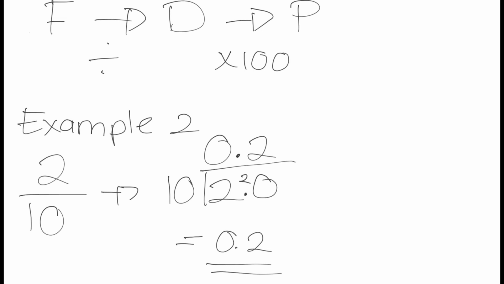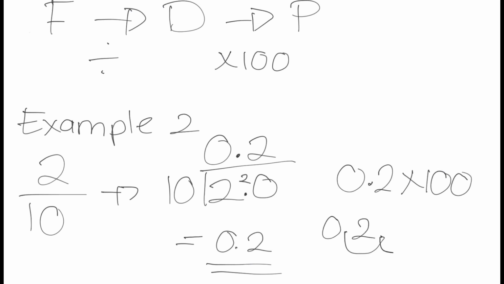And then 0.2 times 100, once again, using our little handy trick, we move the decimal point 2 times, whereby you move the decimal point and there may not be a 0. You simply fill it in with the 0. So in this case, we have 20%. So 2/10 gives us 0.2, which also gives us 20%.